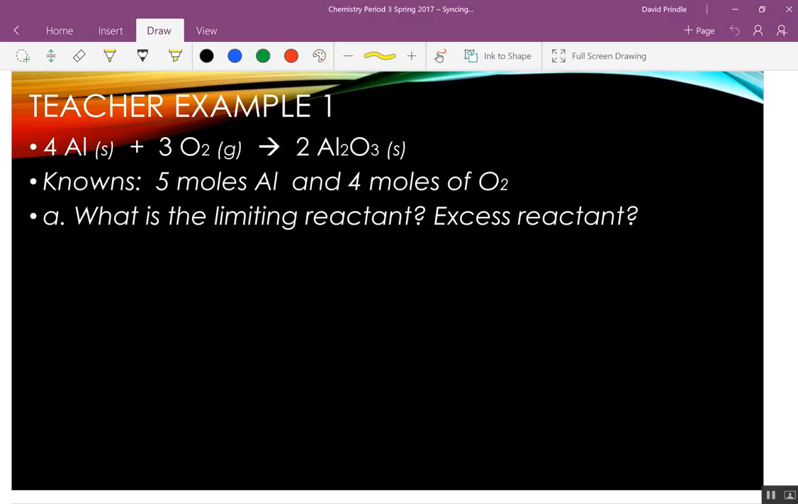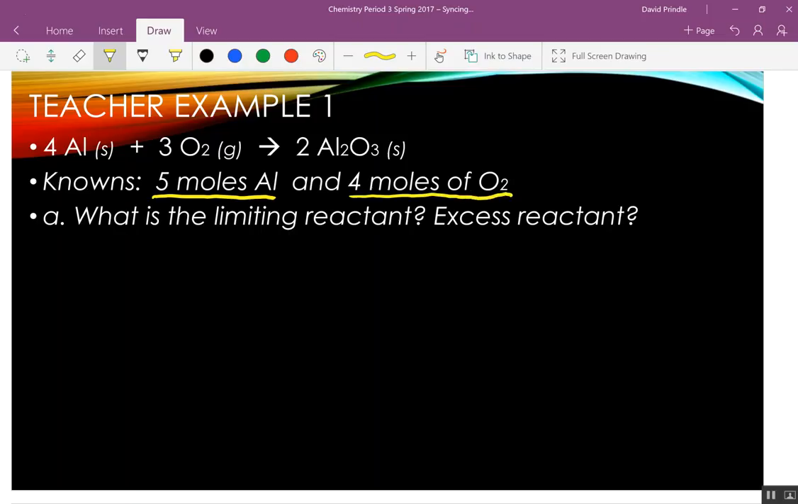Now, here's what's on your table. It says we have 4 moles of aluminum, 3 moles of oxygen gas, and it makes 2 moles of aluminum oxide. But in reality, we're going to start with 5 moles of aluminum, 4 moles of O2.